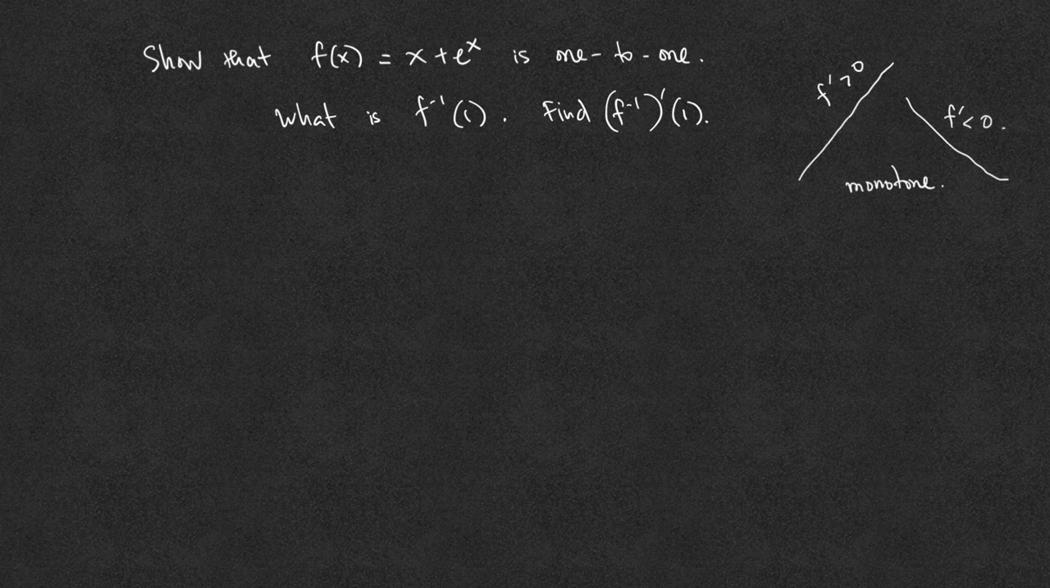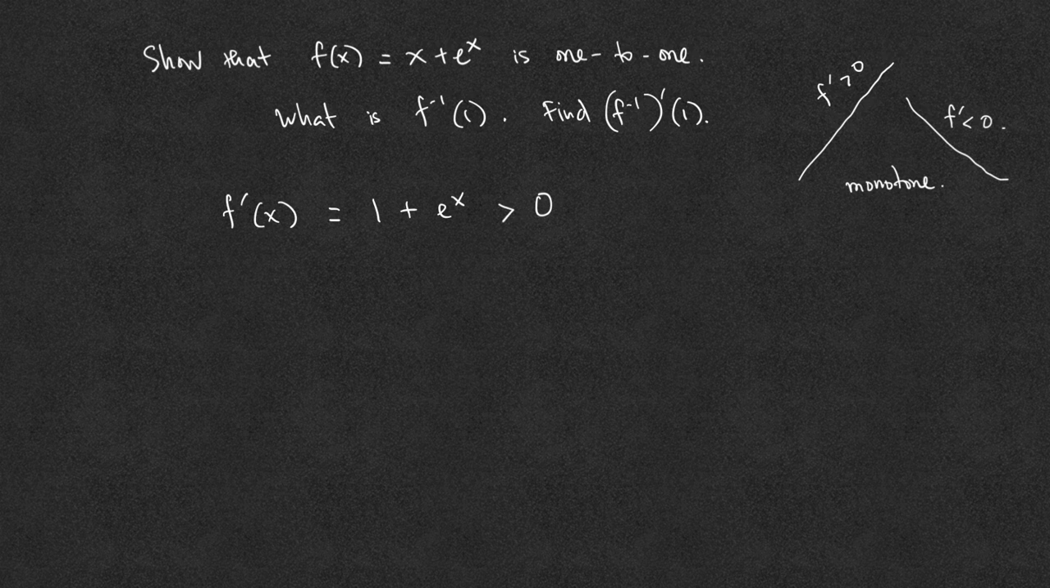And so we first need to find the derivative of f of x, which is 1 plus e to the x. E to the x is always positive. Add 1 to it, and so this shows that the derivative is always positive.